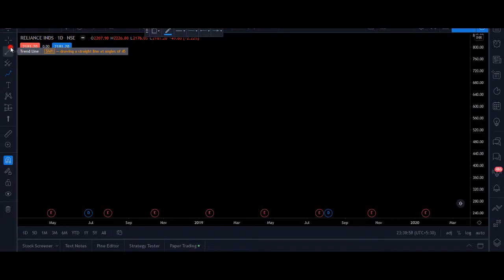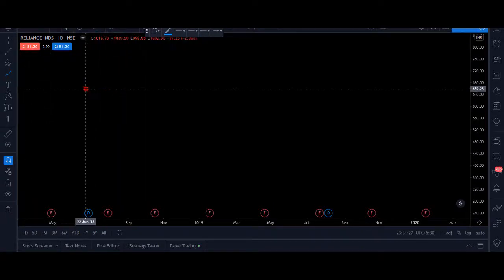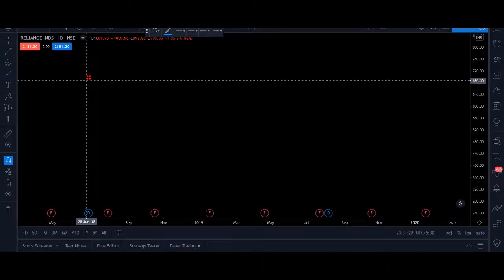And today we are in chapter 5, and here we're going to learn about triangles. The triangle is one of the most commonly used chart patterns, and it's also part of technical analysis. A triangle can be identified easily on any chart. There are mainly three types of triangle, and using triangles you can make some profitable trades. So now let's have a look at the three types of triangle.